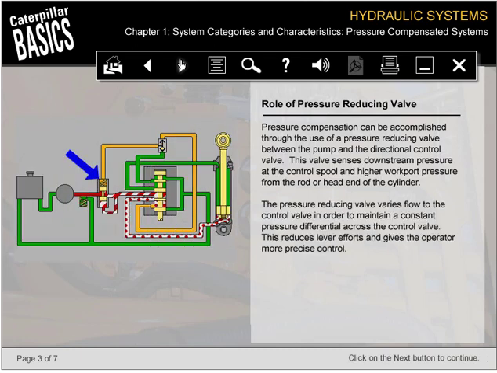Pressure compensation can be accomplished through the use of a pressure-reducing valve between the pump and the directional control valve. This valve senses downstream pressure at the control spool and higher work port pressure from the rod or head end of the cylinder. The pressure-reducing valve varies flow to the control valve in order to maintain a constant pressure differential across the control valve. This reduces lever efforts and gives the operator more precise control.